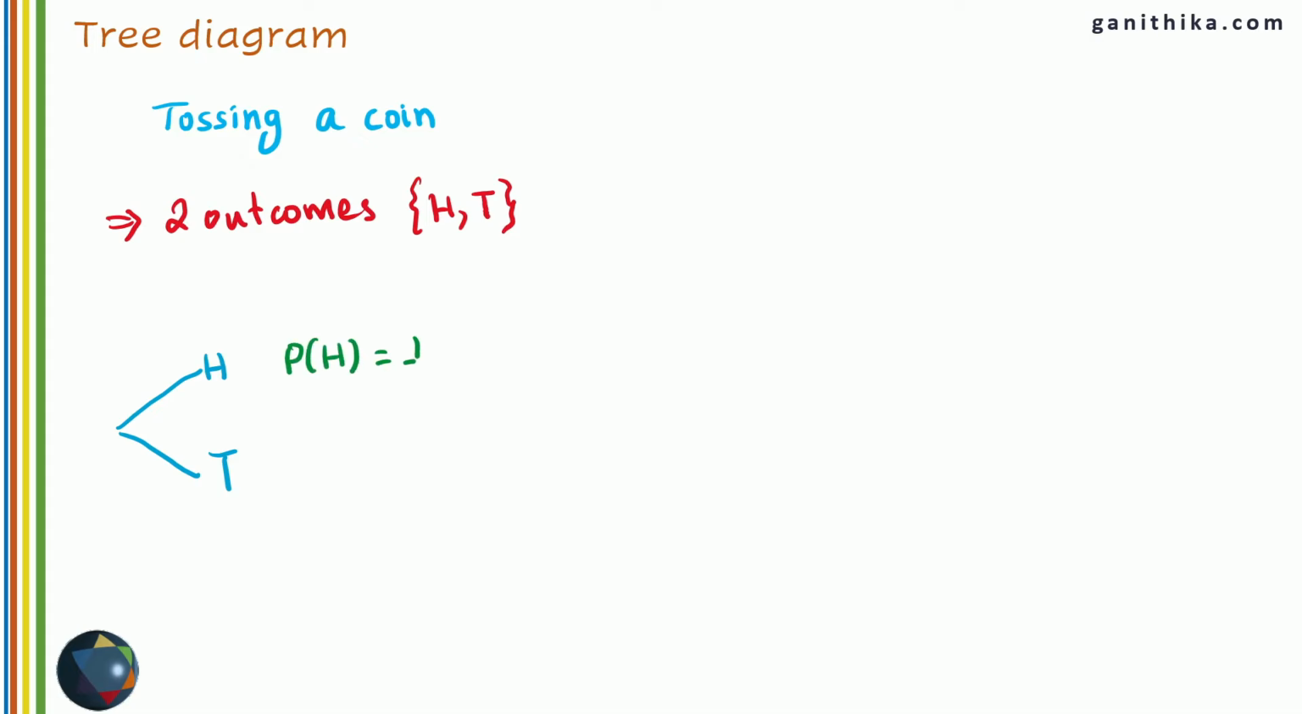Probability of getting head is half. So you will put this half on the branch like this. The probability will be written on the branches like this. Similarly for tails, probability of the tail is half. You will write the probability on the branch for tail. So this is the total representation of tree diagram for tossing a coin.